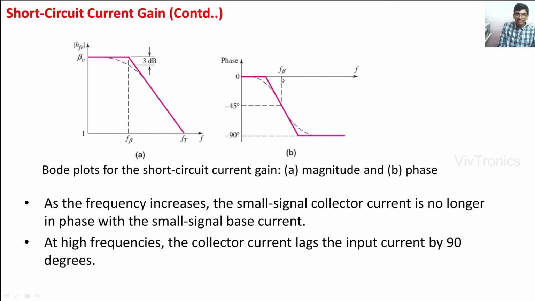Okay, here also at f equal to f beta, the phase is lagging by 45 degrees, and beyond that frequency the phase is lagging by 90 degrees. This is about the short circuit current gain of the CE amplifier. From this analysis we understand that the base current and the collector current are not in phase when the operating frequency is in the high frequency range.